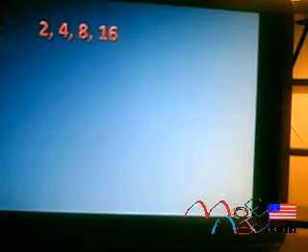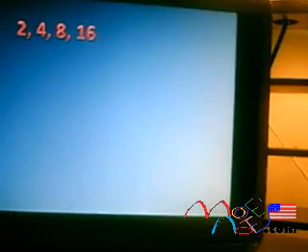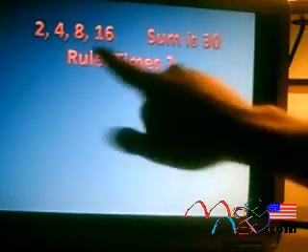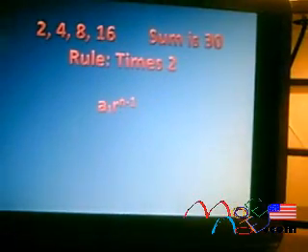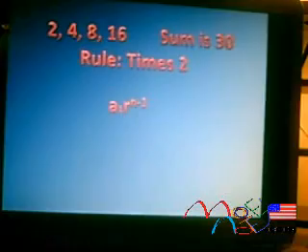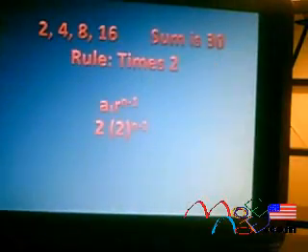Now, take our other one. It's going to be a little more complicated. This is called a geometric series, where you have the multiplication or division, and the rule is times 2, sum is 30. The rule can be stated with this: a1 times r to the n minus 1. This is our rule. r is what you're multiplying by. In this case it would be 2. a1, same thing, n, same thing.